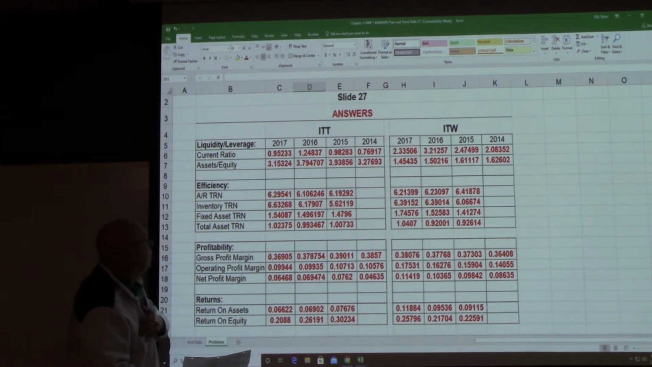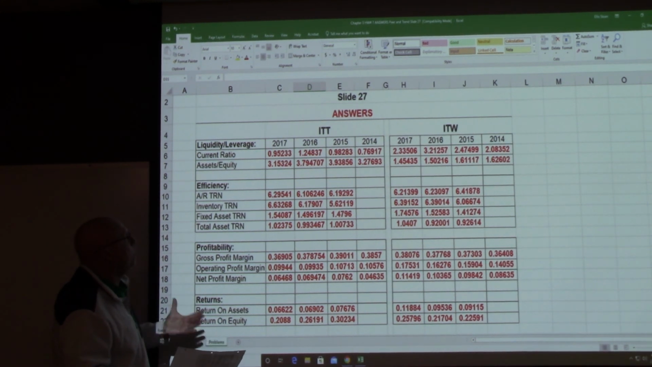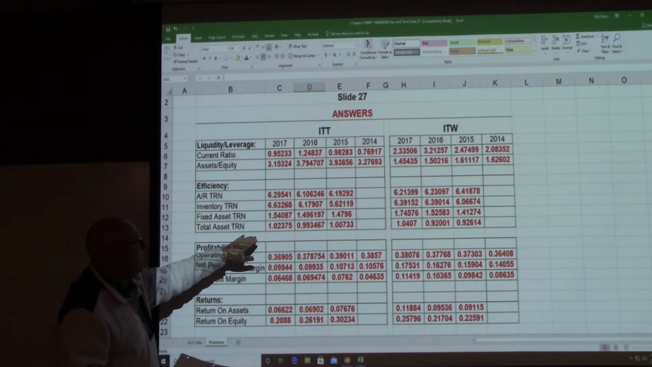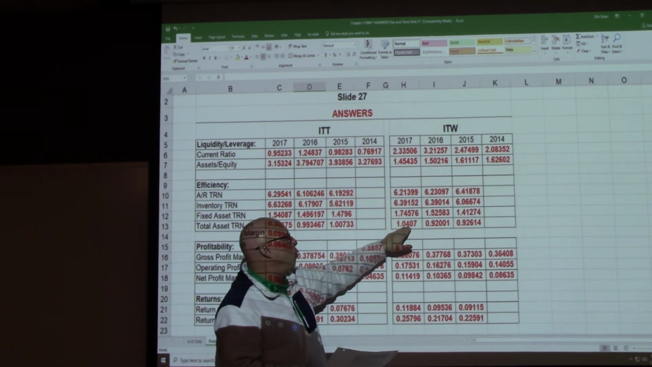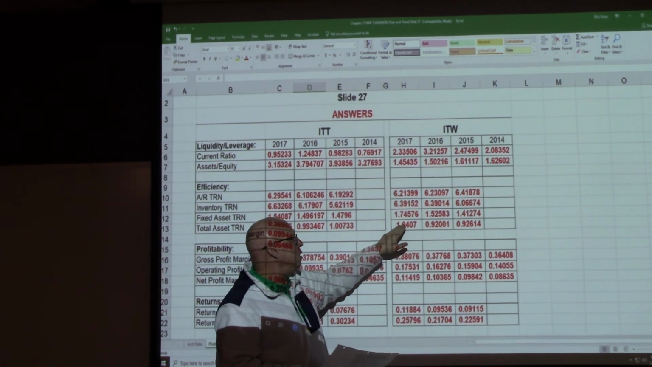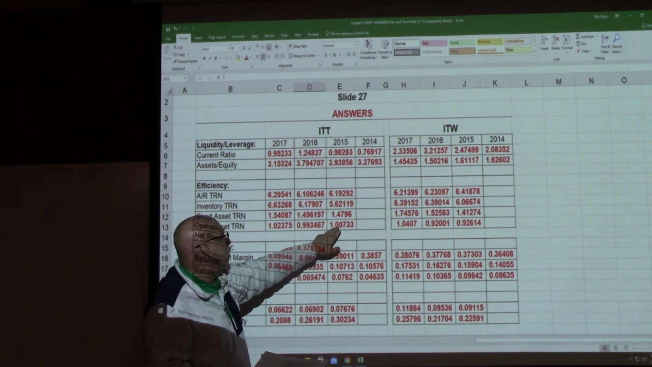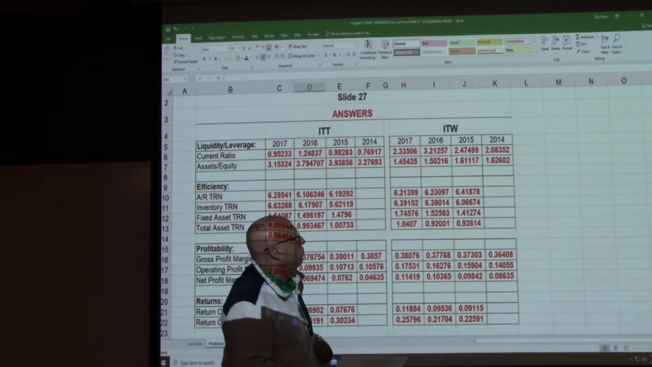Okay? Now let's shift over and do efficiency. Which company is more efficient? Well, we'll start with total asset turnover, and we'll compare them, 1.024 and 1.041. It's really close. Really not enough difference between the two companies. And it looks like it's pretty steady for both companies.